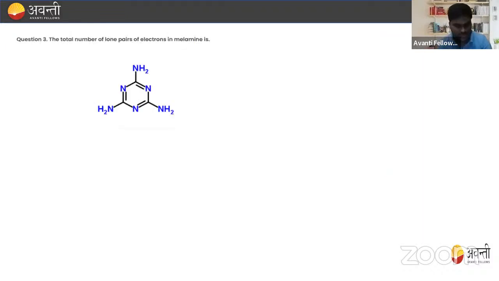Now, the next question, this is also very important. The total number of lone pairs of electrons in melamine. So this is the structure of melamine we have. They are asking for the total number of lone pairs of electrons in melamine. We know nitrogen has 5 electrons, 2 comma 5. Out of 5, 2 and 1, so 3 electrons are participating in bonding. So how many lone pairs of electrons? The total number of lone pairs of electrons in melamine is 6.